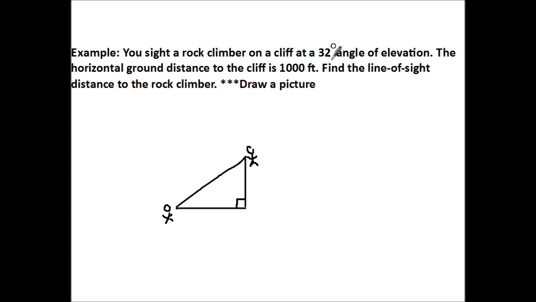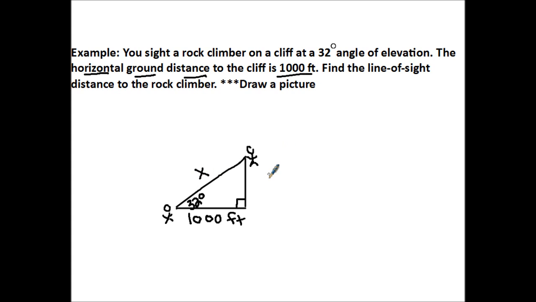It said it was at a 32 degree angle of elevation. So that means this angle down here would be 32 degrees. That's how it's a horizontal line and how the person is looking up. It also says that the horizontal ground distance is 1,000 feet. Okay, so that just means that this side would be 1,000 feet. I want to find the line of sight distance to the rock climber. So how far is it for the person looking up at the other rock climber? So that would be x.